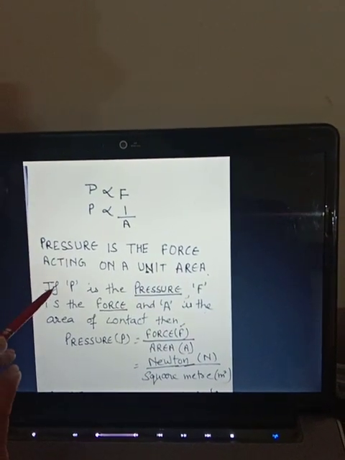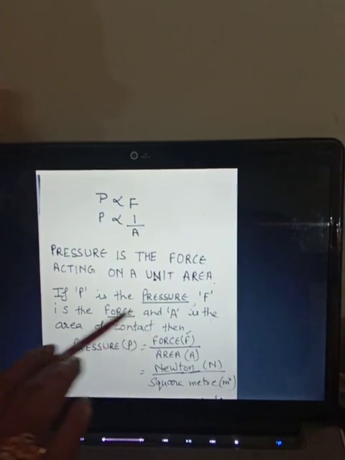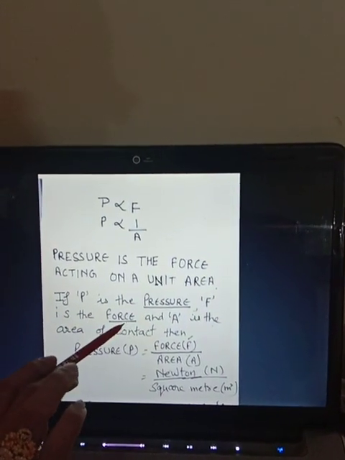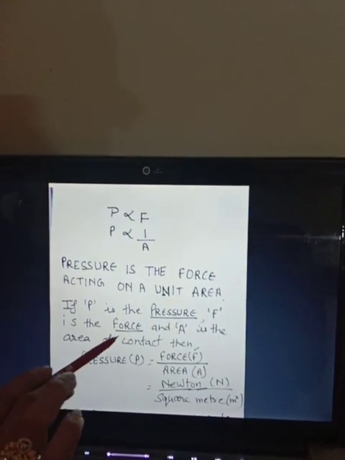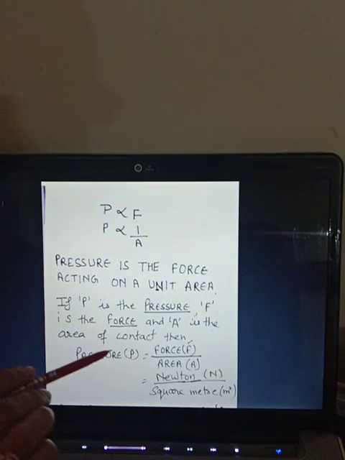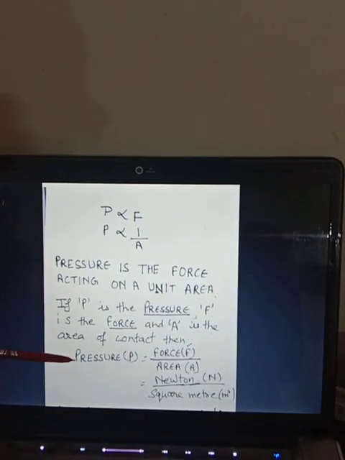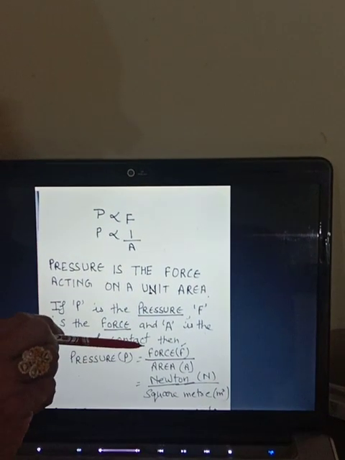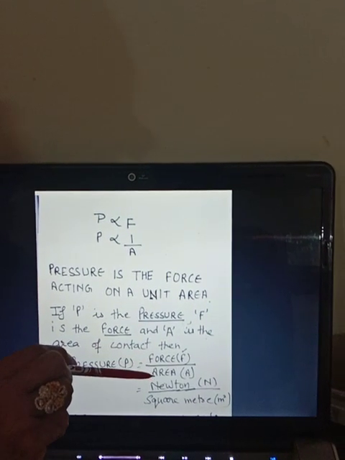Here P is the pressure, F is the force applied and A is the area of contact. So pressure comes out to be equivalent to force divided by area.